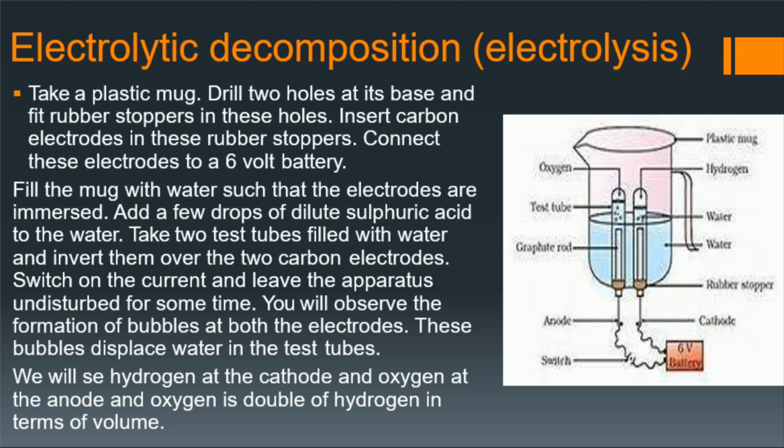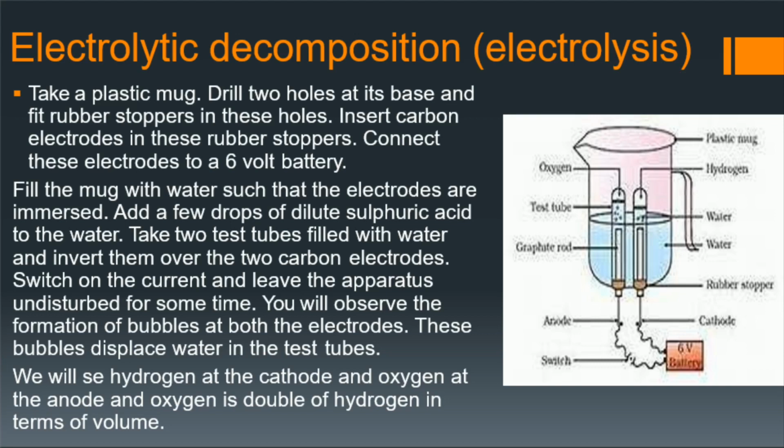This is then connected to a 6-volt battery. The mug is then filled with water, and a few drops of dilute sulfuric acid are added to it. 2 test tubes filled with water are then inverted over the 2 carbon electrodes. When the current is switched on, we'll observe the formation of bubbles at both the electrodes. These bubbles will displace the water in the test tubes.